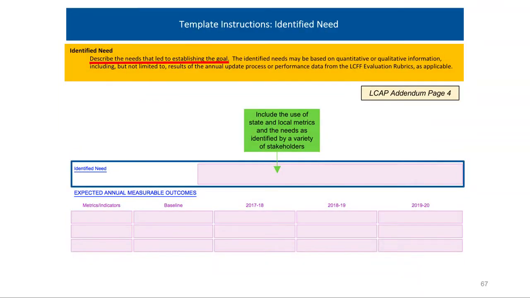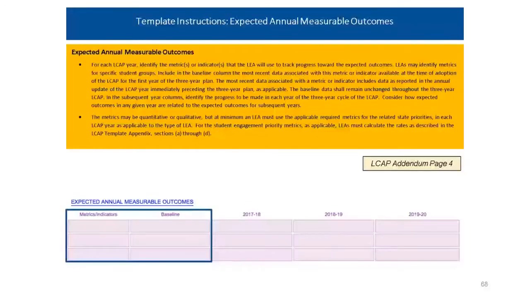The identified needs section is the same, except it refers to the use of the evaluation rubrics from the California dashboard as a source of data for determining needs. You will note a change in how measurable outcomes are written.